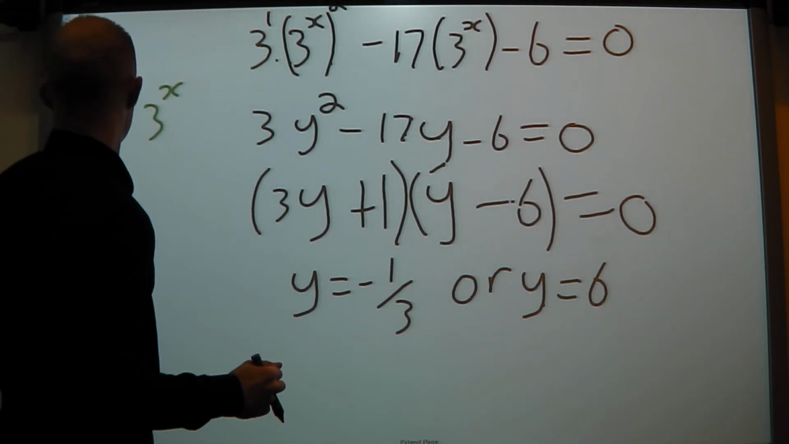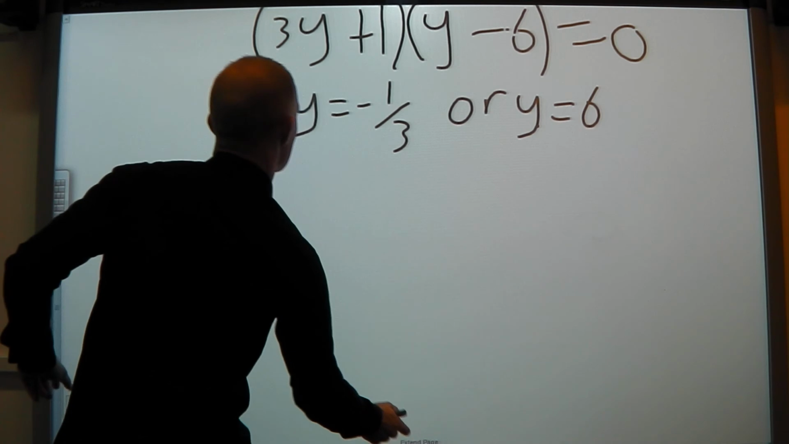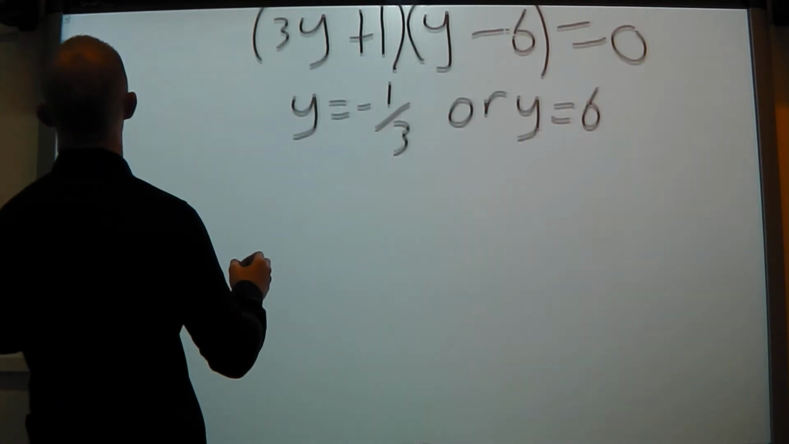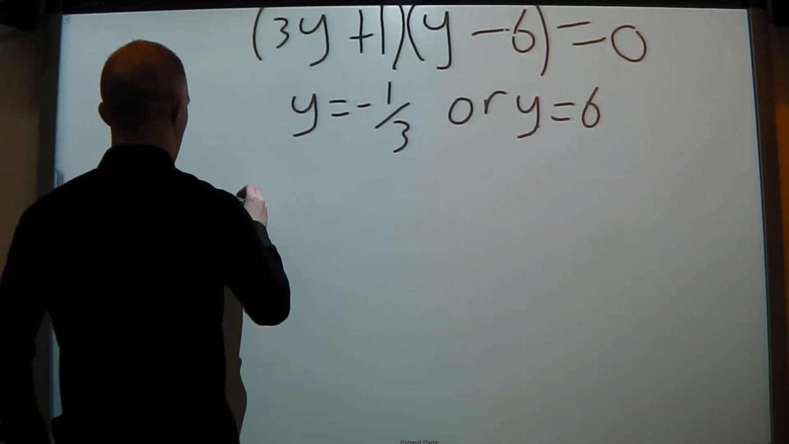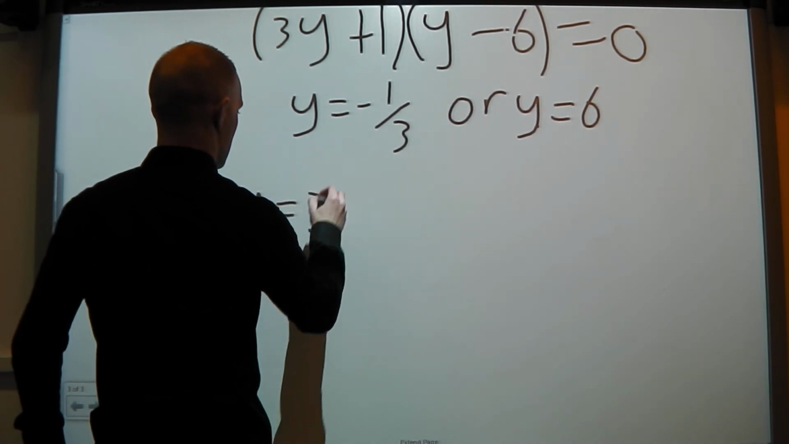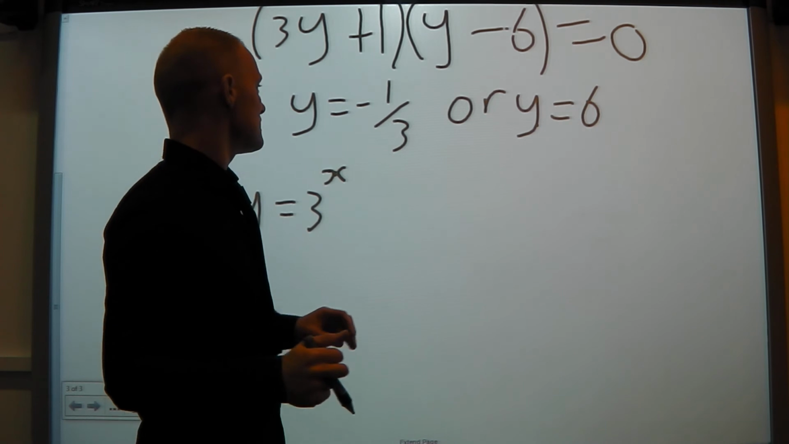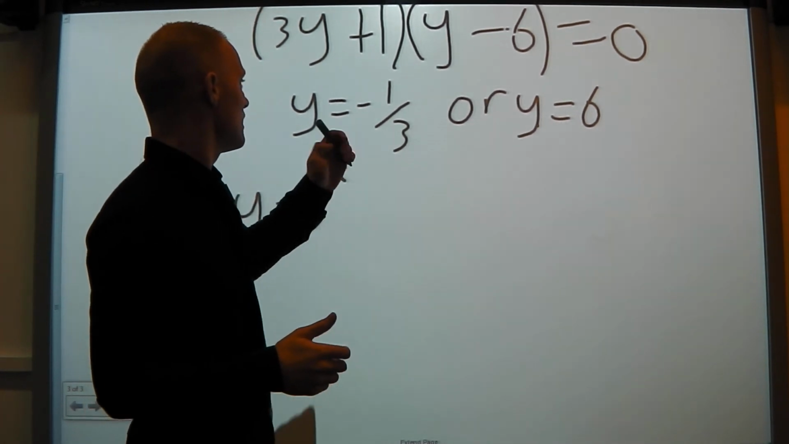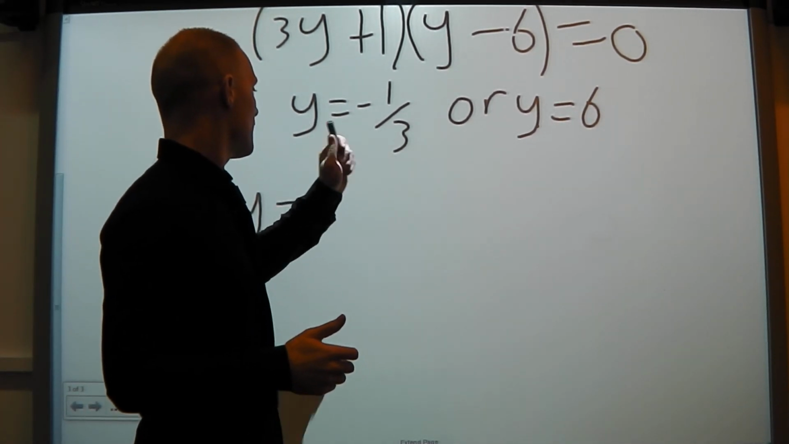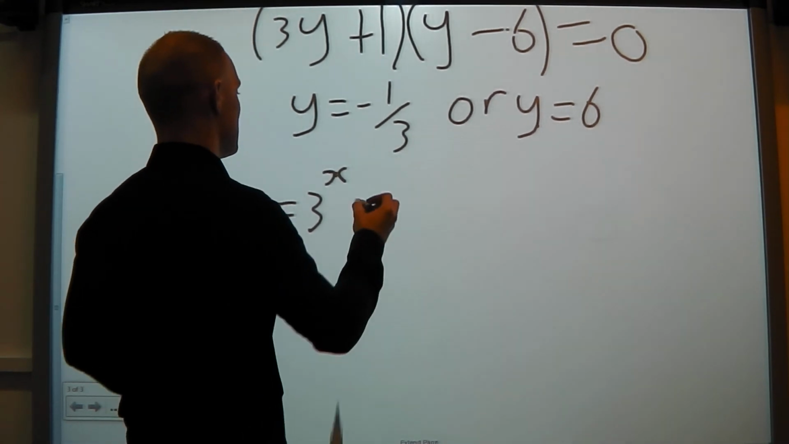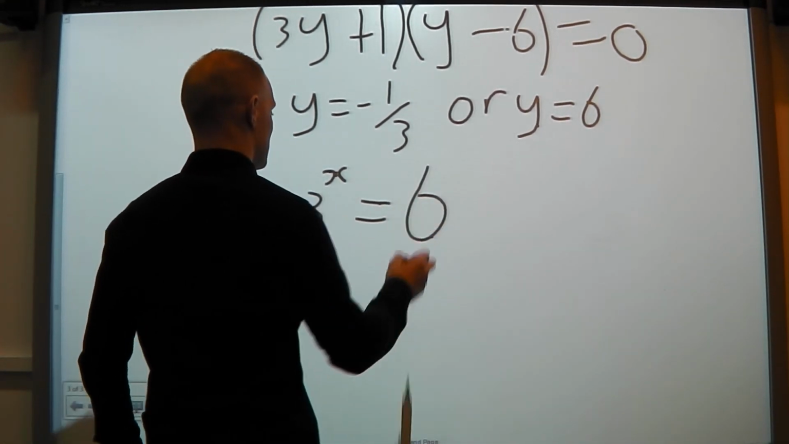So we're going to go with one of these. Y is equal to negative a third. Is y equal to 3 to the power of x? So 3 to the power of x is equal to, well, it's not going to be a third. So we're going to do 3 to the power of x is equal to 6.